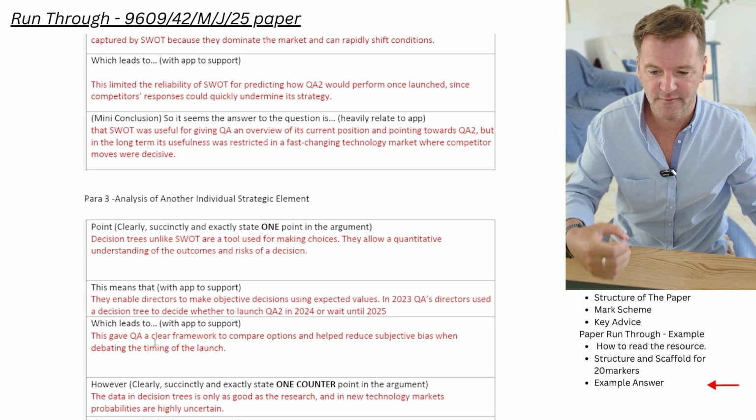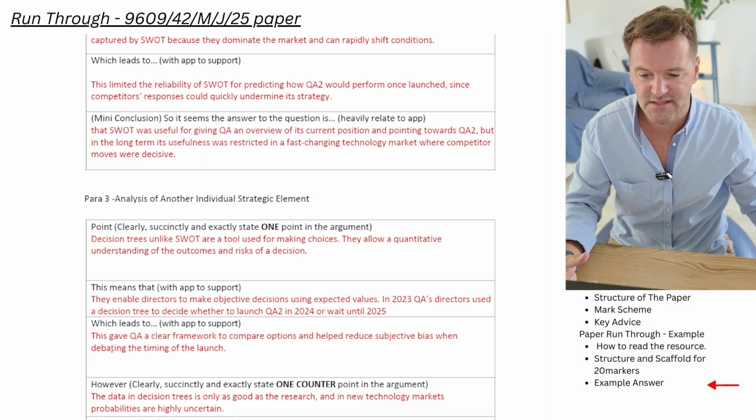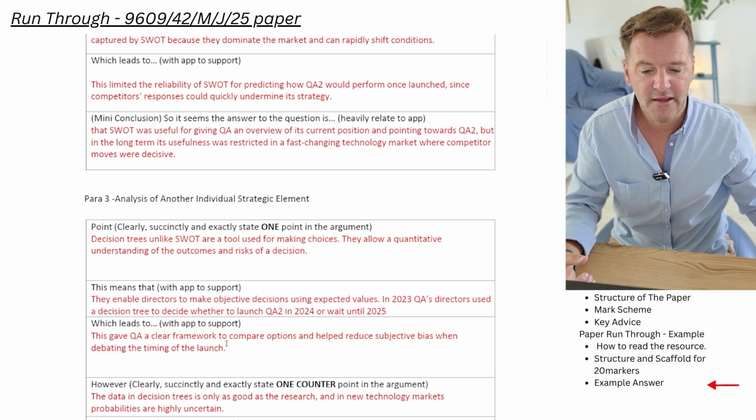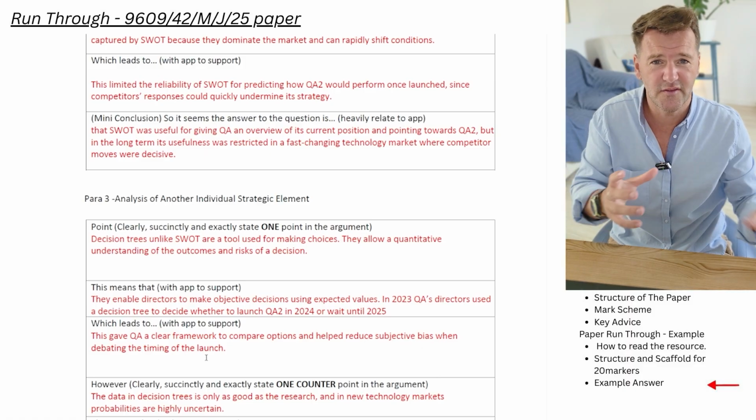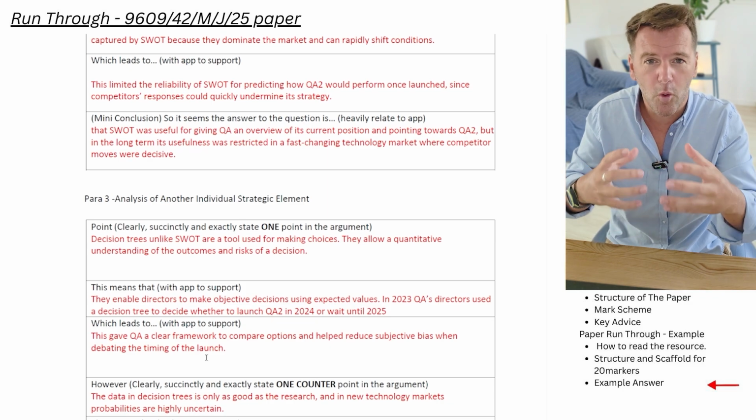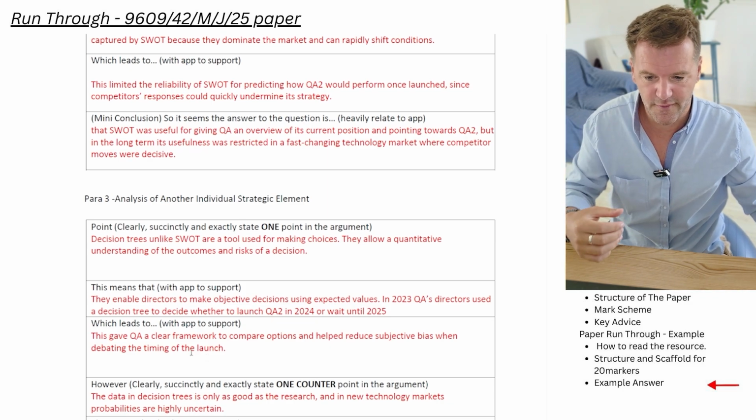Application, what they were using it for, which led to chain of analysis. This gave QA a clear framework to compare options and help reduce subjective bias when debating the timing of the launch. That's what they do. They make something subjective, quantitative with numbers, so it got some in there.